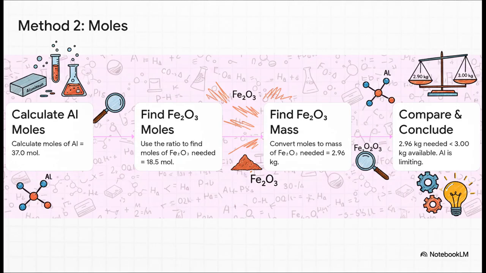Now, you can totally flip this on its head and prove the exact same thing. Let's try it from the opposite direction with method 2. This time, we'll assume we use up all of our aluminum and figure out how much iron oxide that would require. We follow the same process and we find we'd only need 2.96 kilograms of iron oxide. Well, we have 3 kilograms, so we've got more than enough. This proves that the iron oxide is in excess, which, of course, means the aluminum has to be the limiting one.